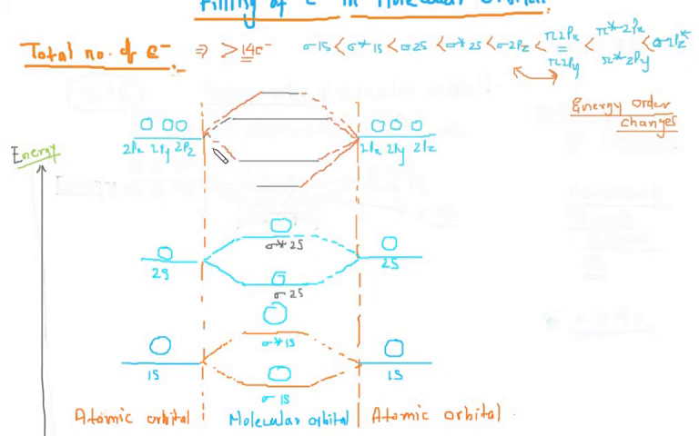The purpose of drawing this diagram is very simple, that we want to show you that the bonding molecular orbitals have lesser energy as compared to the orbitals which are going under the combination or overlap, whereas the anti-bonding molecular orbitals have higher energy.